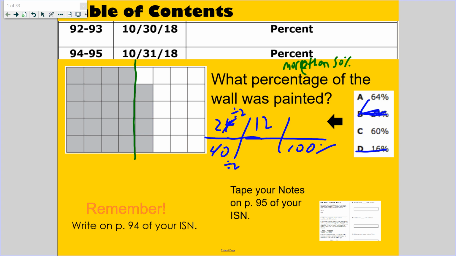That'd be 12/20. Now, can 20 be built to 100? Yes, the scale factor is times 5, so that is 60/100, or 60%. So 60% of this picture is shaded.